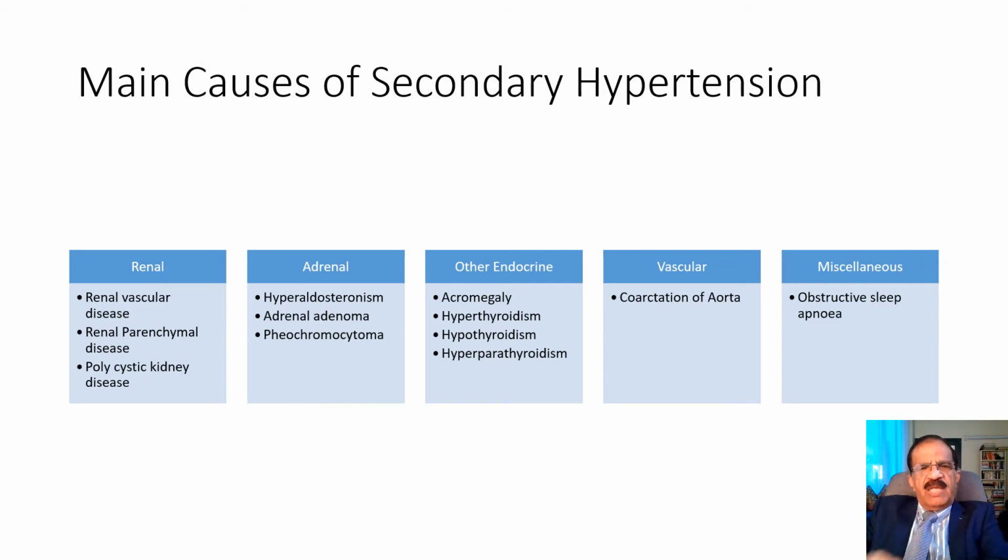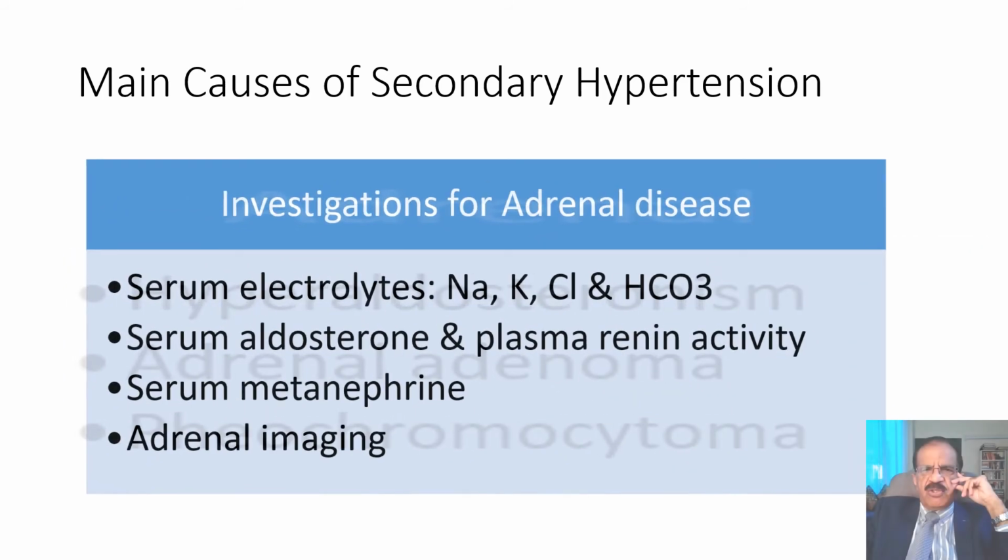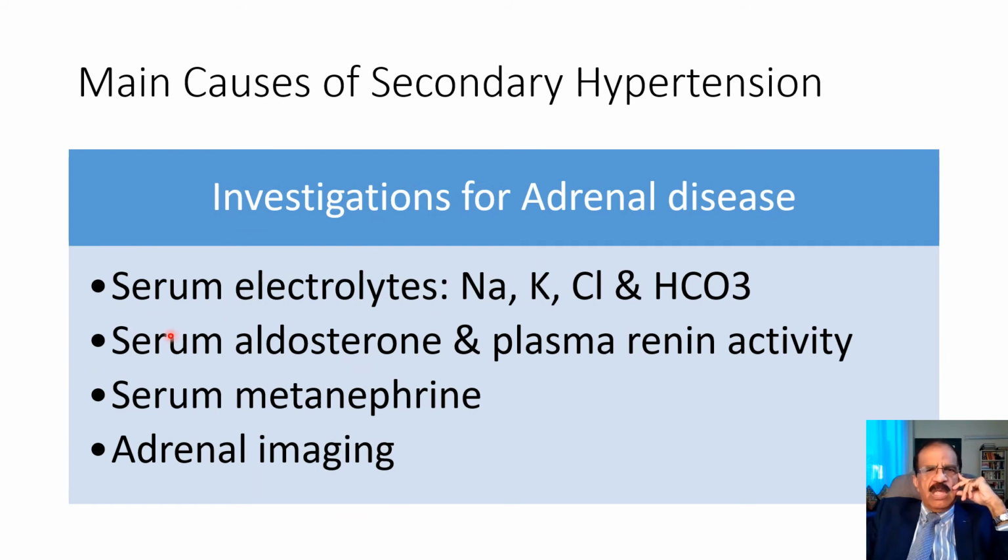Then the adrenal. If you suspect adrenal etiology, serum electrolytes should be done because the adrenals, through mineralocorticoid and glucocorticoid, regulate our sodium, potassium, chloride, and bicarb. There may be some abnormality. For example, hypokalemia is one factor which could raise the suspicion of adrenal etiology of hypertension, in hyperaldosteronism as well as in Cushing syndrome.